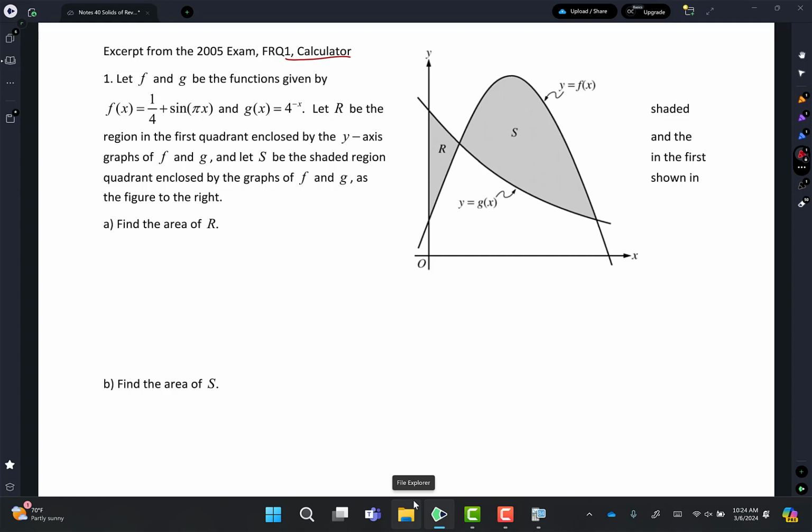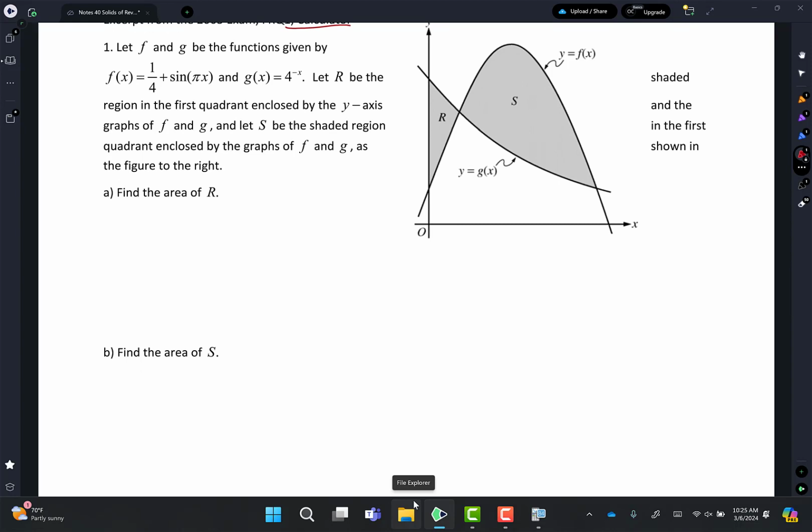All right, Lavelle, focus. Find the area of R. All right, don't pick on her, miss. All right, here we go.